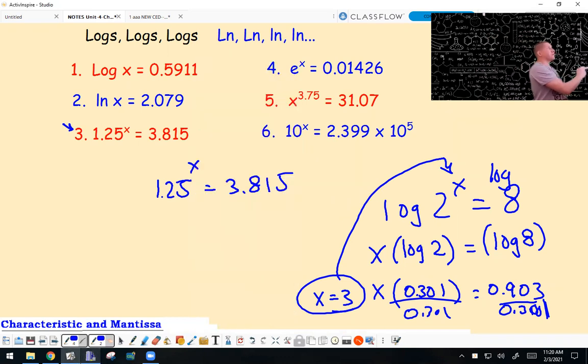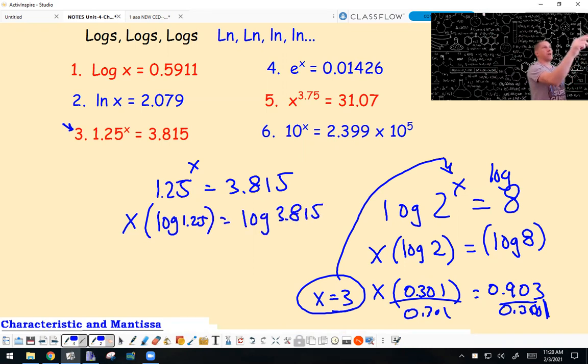All right, what about this one then? Over here, it's x. Again, taking the log of both sides.